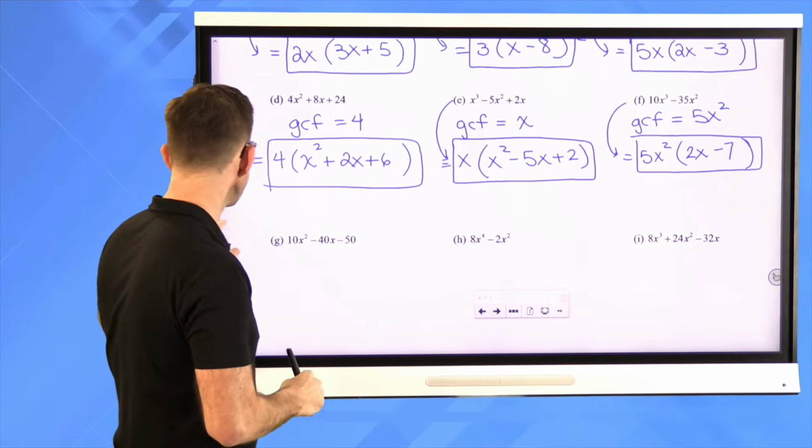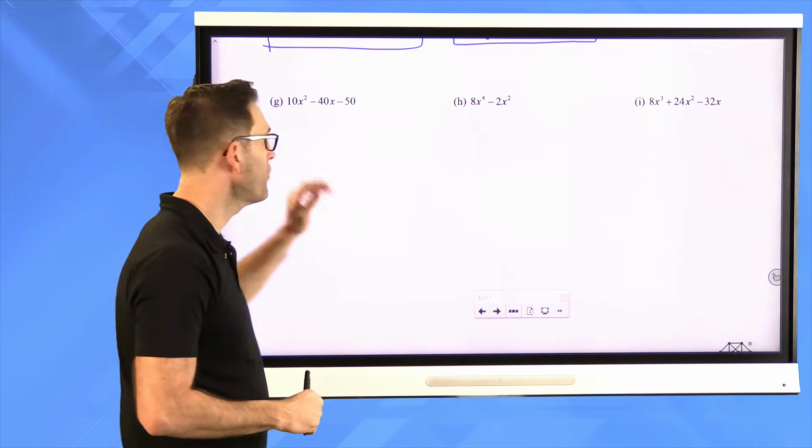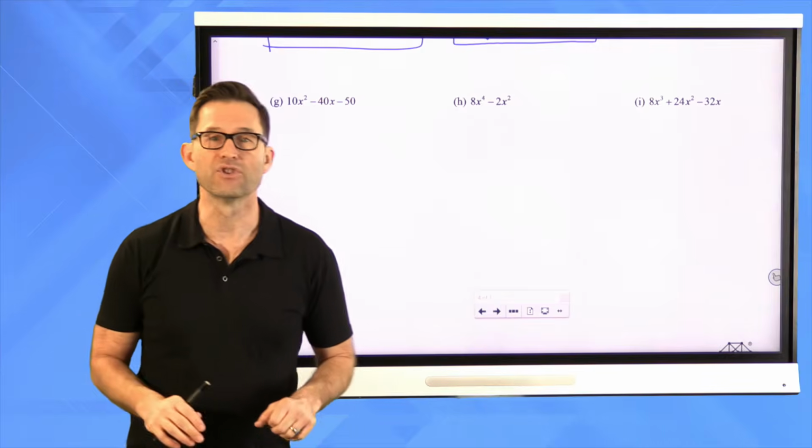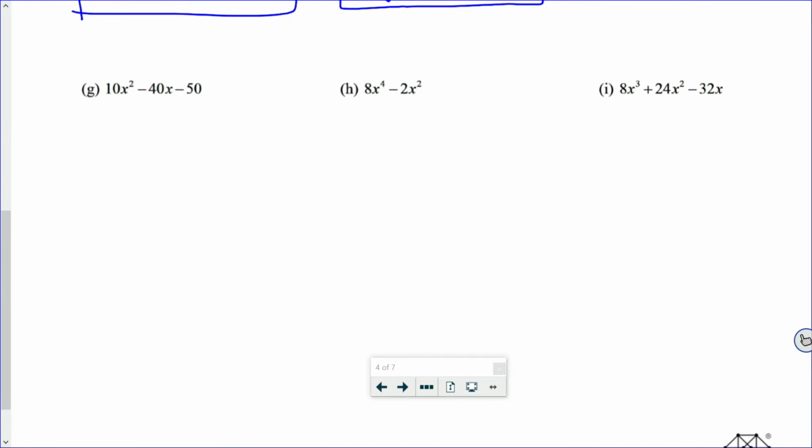All right, let's keep working on this. We've got 3 more of them left. Let's take a look at letter G. Here we've got 10x squared minus 40x minus 50.